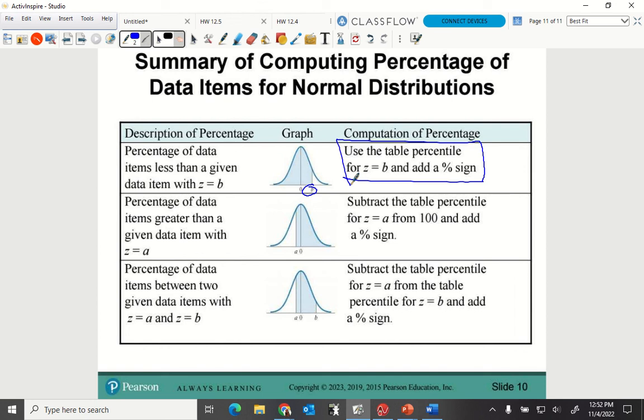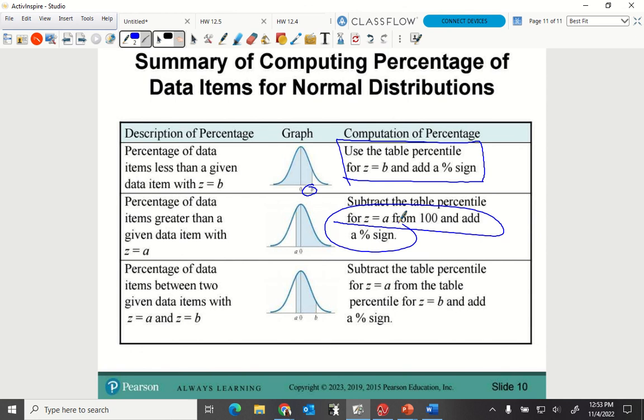Percentage of data items greater than a given data item. So we take our percent and subtract it from 100. Let's go back to what we were saying earlier. If you were in the 75th percentile, right at the 75, you subtract that from 100, and then how many people scored above that? 25. So in the percentiles, you're going to subtract it from 100 to get your answer. So z-score from A, subtract from 100, add the sign.